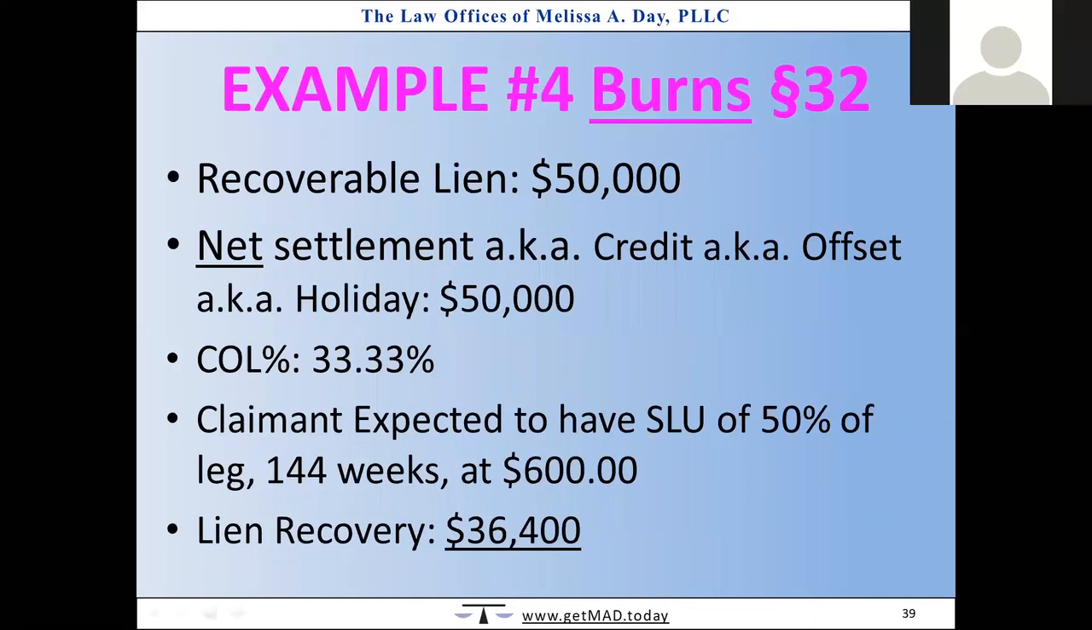And I have an error in my calculation here. Mark is right that your lien recovery should be the difference between the $36,400 that I have listed here as lien recovery, because that's actually the difference between the full schedule award and the credit. And so then what you would do is reduce your recoverable lien by the $36,400 for a lien recovery of $13,600 in order to settle this by a Section 32 agreement.